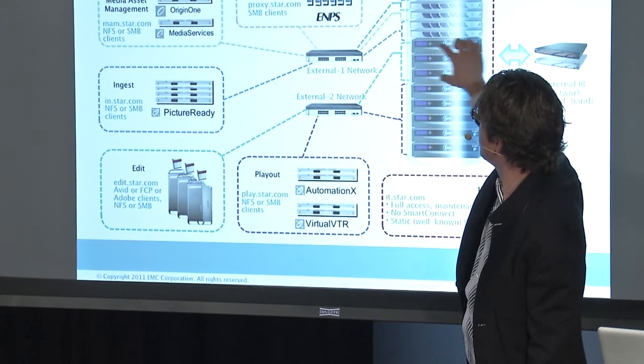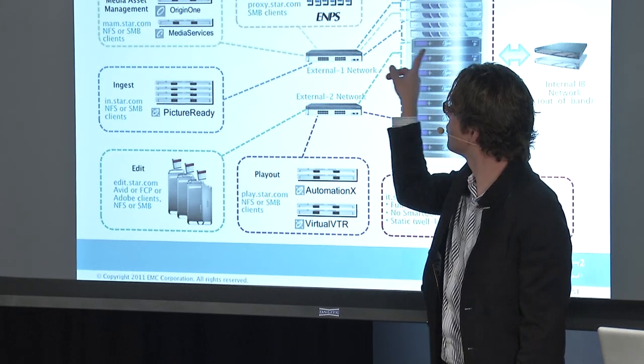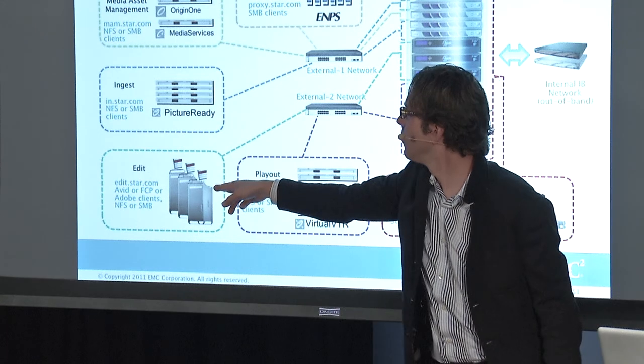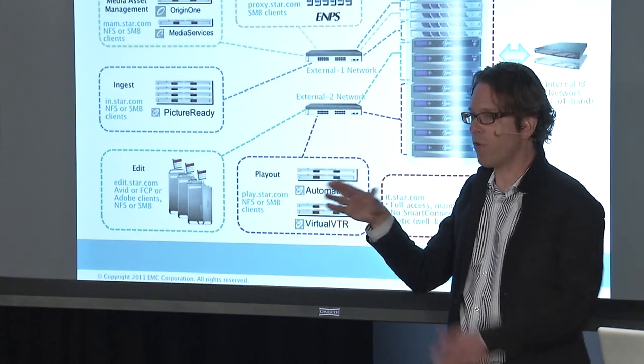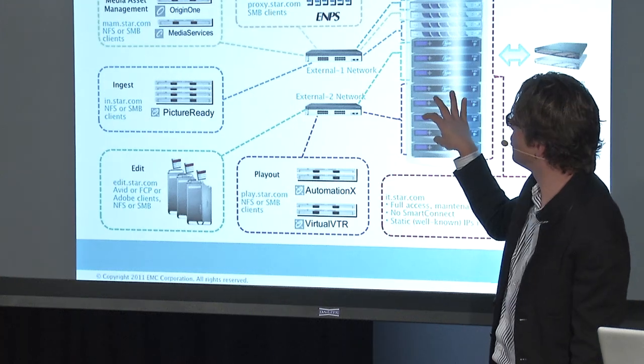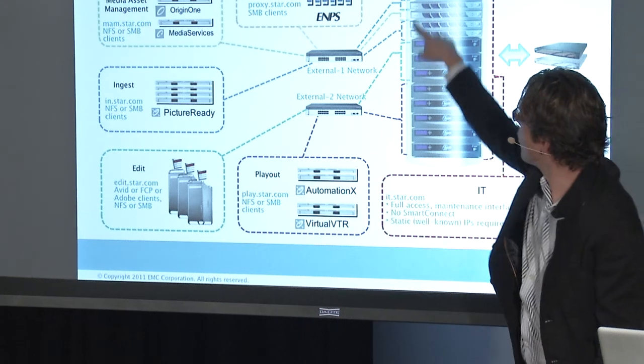I'll connect them to their own nodes. Not the same nodes as ingest. If I did that, I could cause a drop frame on ingest. That's not good. But I can segment them and play out where I can play video straight to air. I can organize these nodes to only service playout client software and servers. But it's one file system.